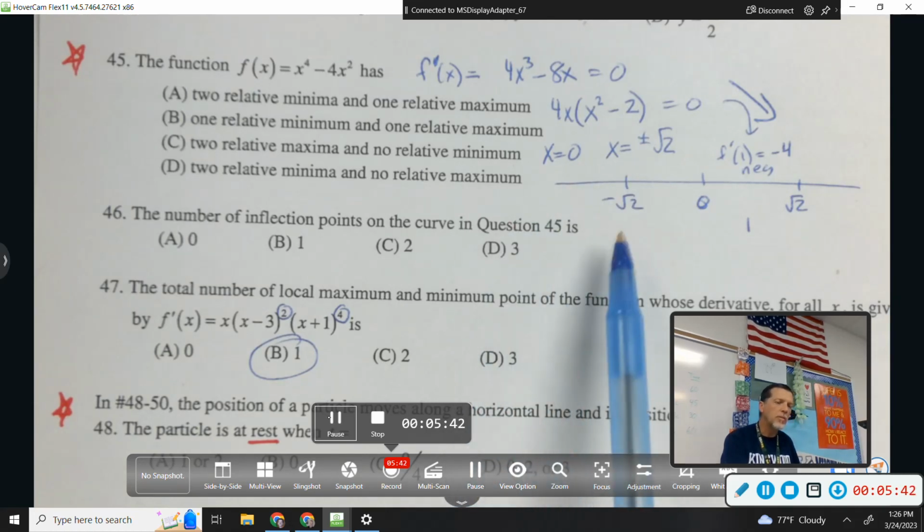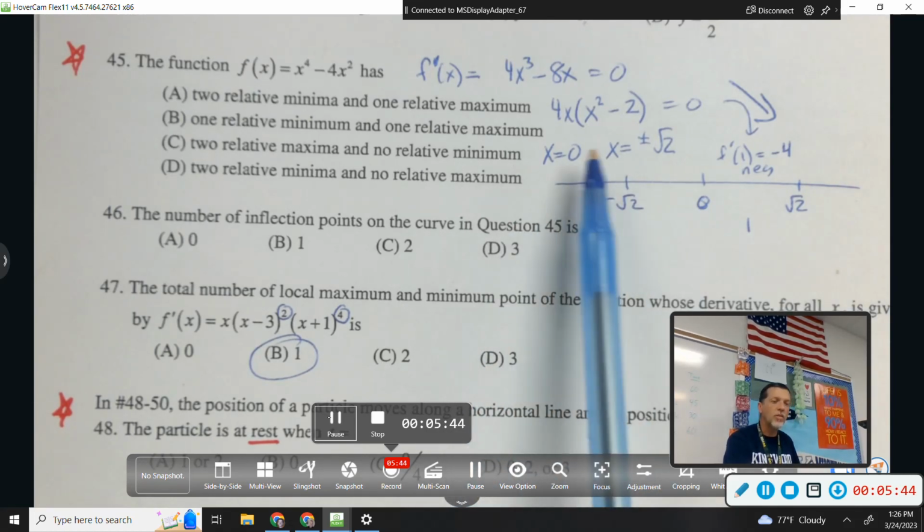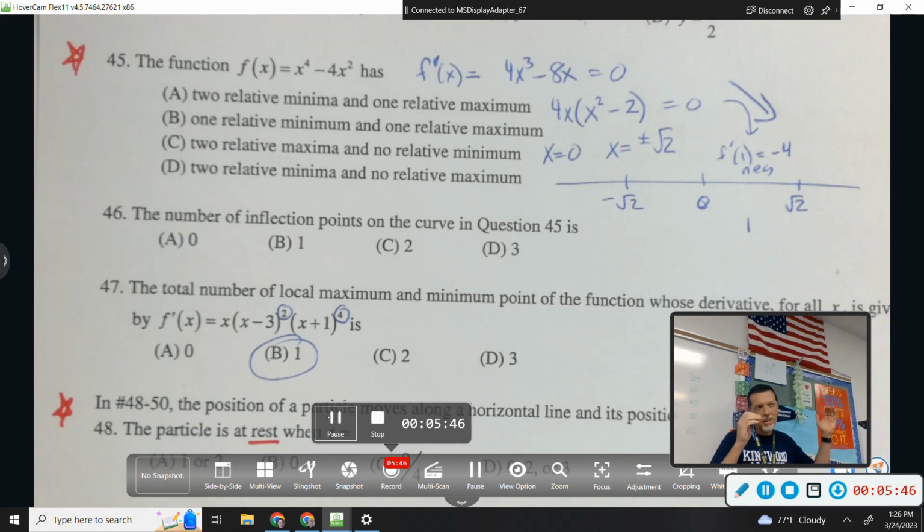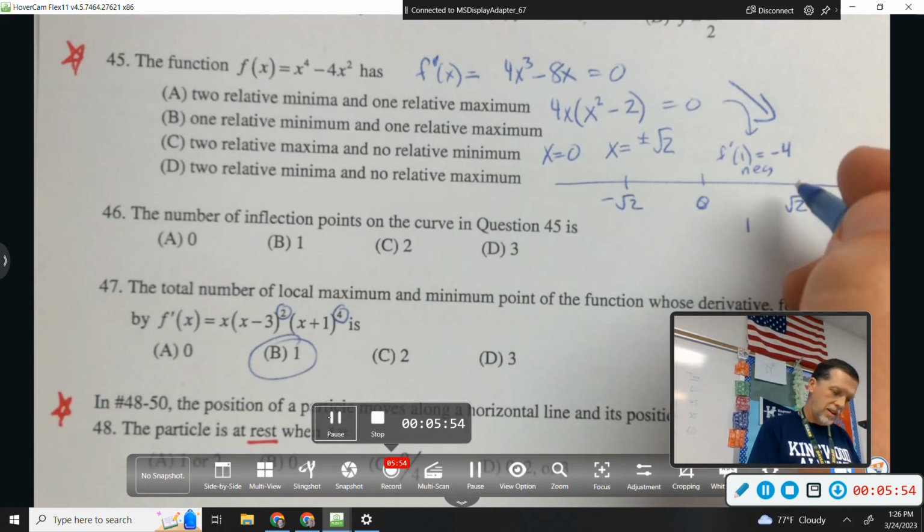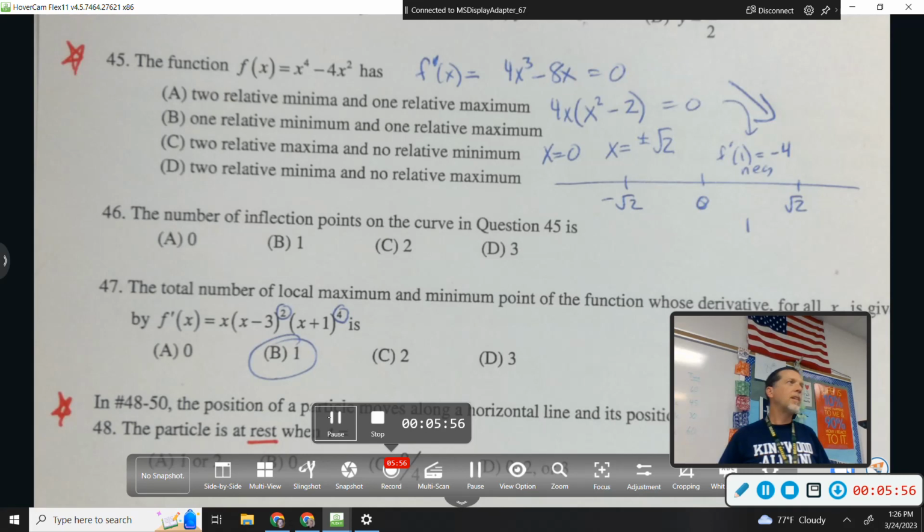A double root would be if one of these occurred twice. So if I had x minus 2 squared, then x equals 2 happens twice. Or it happens 4 times. That's 6 times. So if it's raised to an even power, and then it doesn't change signs, it's a bounce on the graph. So it's either positive, positive, or negative, negative, but it's not changing.